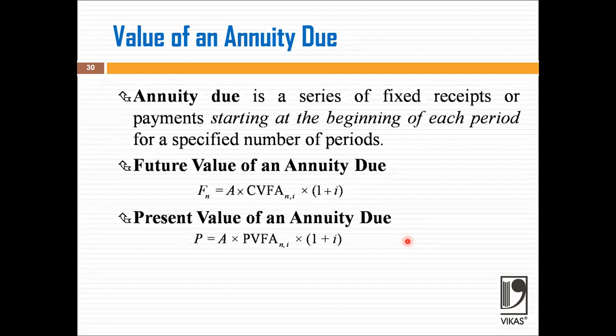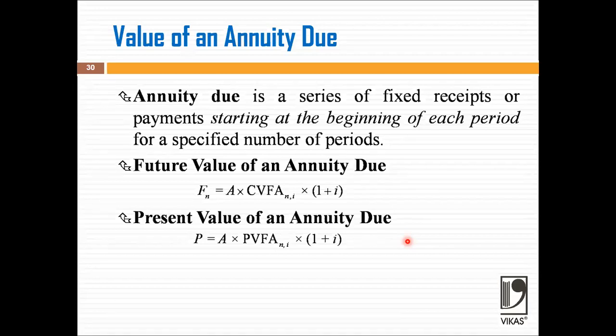For example, normally for leasing, if you are taking a loan to purchase a car or whatever, you have to pay the installment at the end of every year or every month. That is normally an annuity. But if the cash flow occurs at the beginning, say every 1st of January, or the beginning of every month, beginning of every year, it's called due. Due means earlier, beginning. Annuity due is a series of fixed receipts or payments starting at the beginning of each period for a specified number of periods.